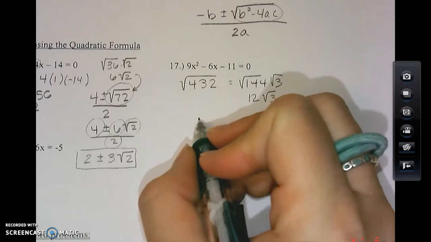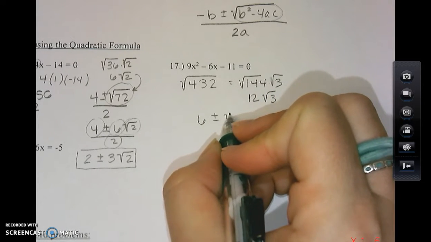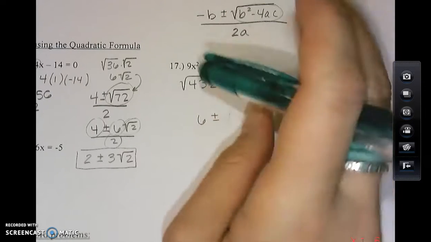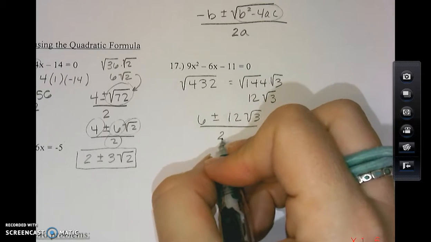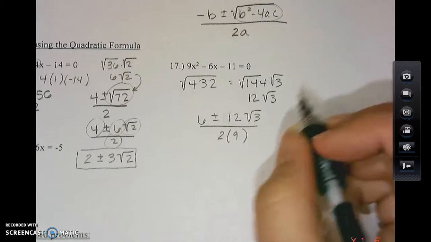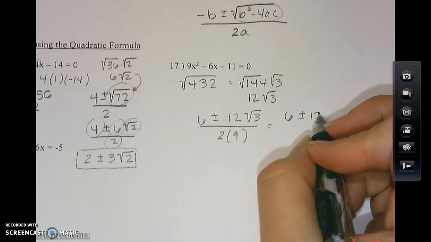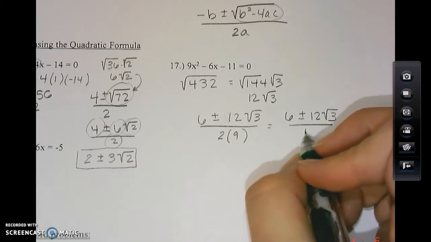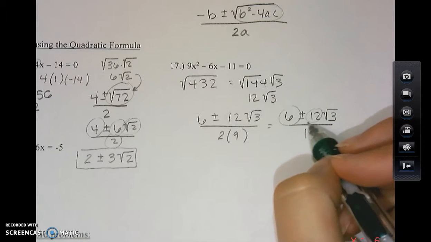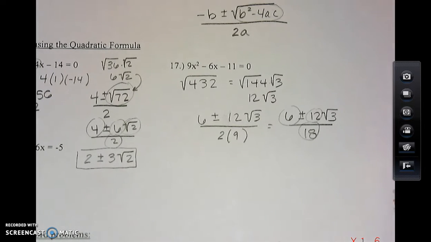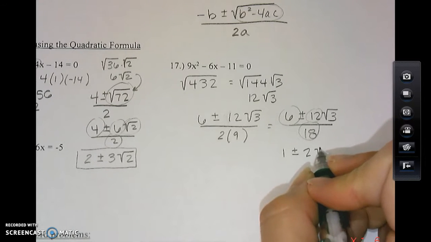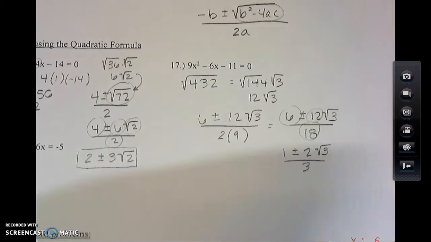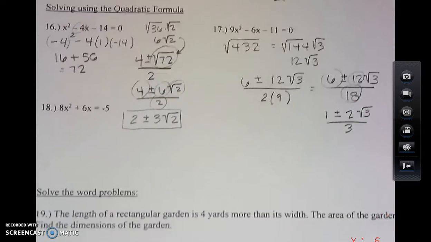So now we do negative b. So we have 6 plus or minus, sorry, we already simplified the square root ahead of time. So 12 radical 3 all over 2 times our a, which is 9. So this is 6 plus or minus 12 radical 3 all over 18. Look at these numbers in front. I can divide everything by 6. So this becomes 1 plus or minus 2 radical 3 all over 3. Okay? All right, and then 18.